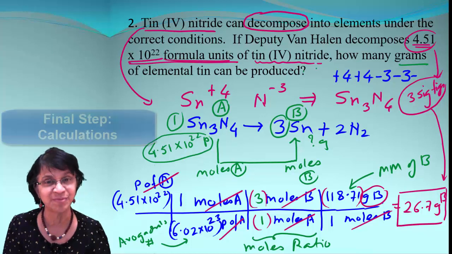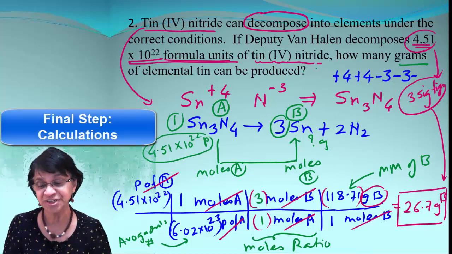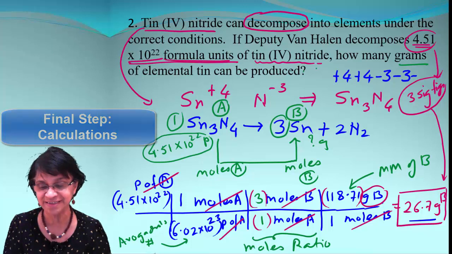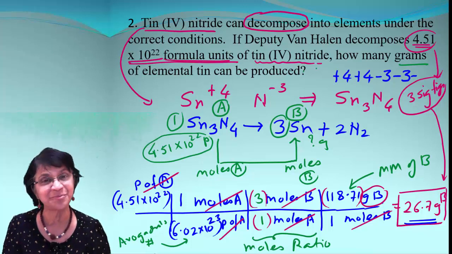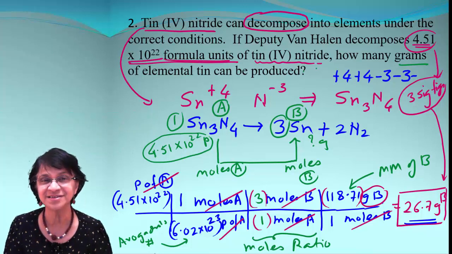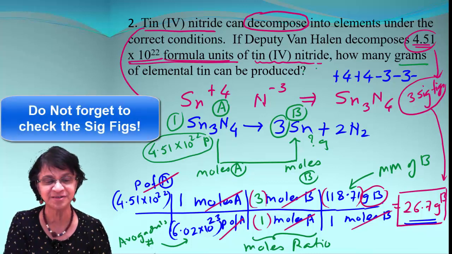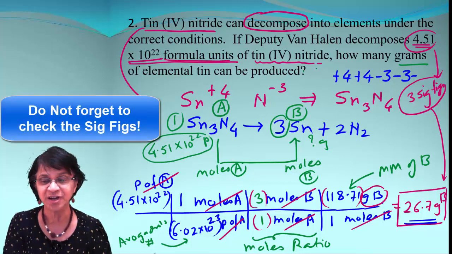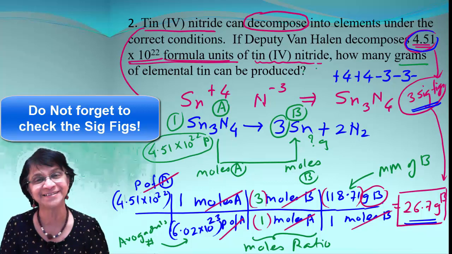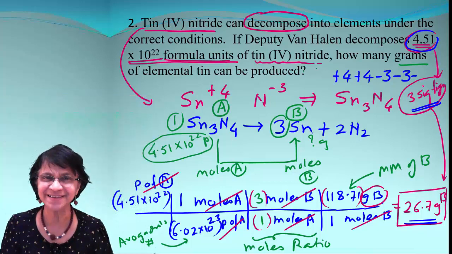And I'm going to calculate, multiply, divide, and what I got was the final answer, which is 26.7 grams of B. Keep in mind, the rounding is 3 sig figs. And why do we do that? Because your given number is 4.51 times 10 to the 22. We look at 4.51 and that is only 3 sig figs. So what do you think? Don't you think it's pretty easy?